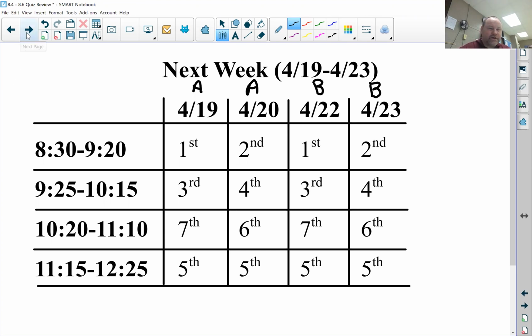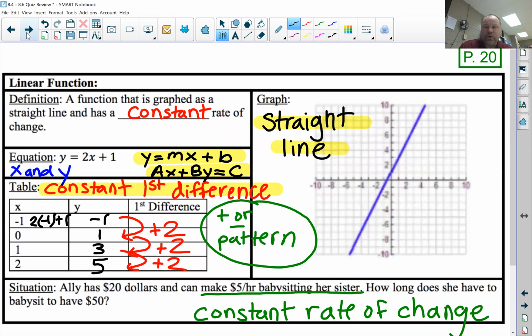All right, then let's talk about 8.6, linear, quadratic, and exponential models. Again, I'm just going to review this rather quickly. This was from Tuesday's lesson, so hopefully you've got this all copied down into your notes already. All right, so a linear function, a function graphed as a line, again, straight line is kind of redundant, but that's okay, has a constant rate of change.